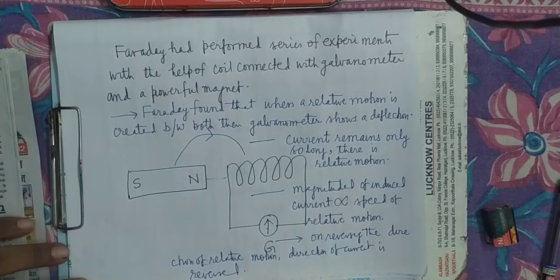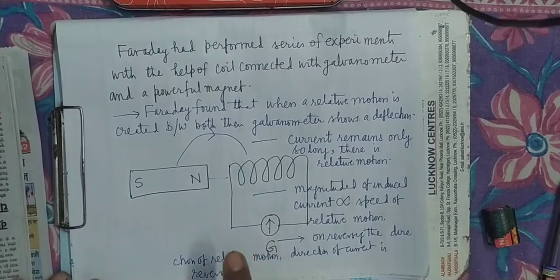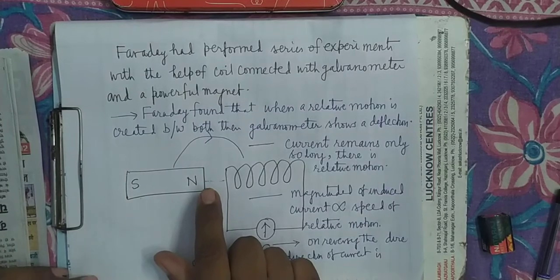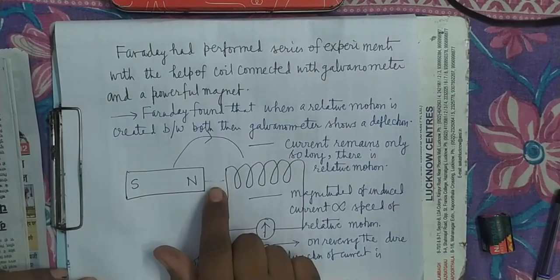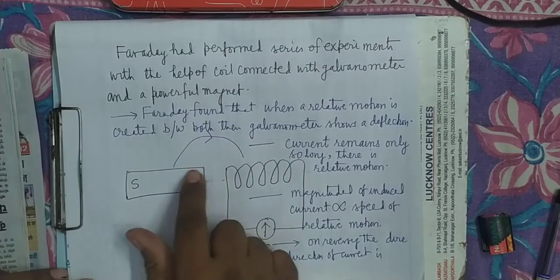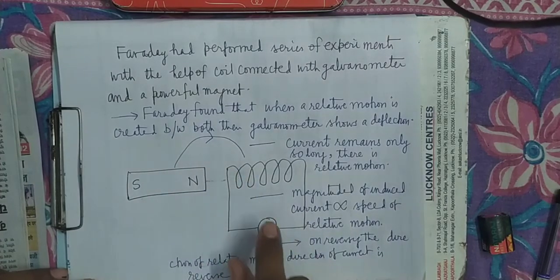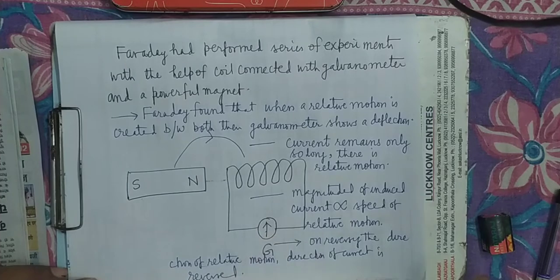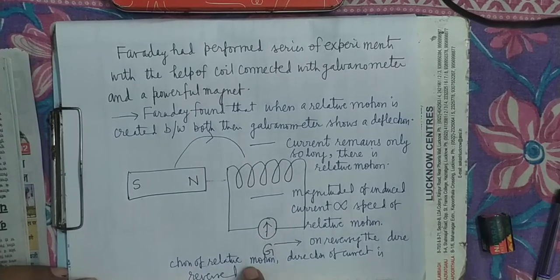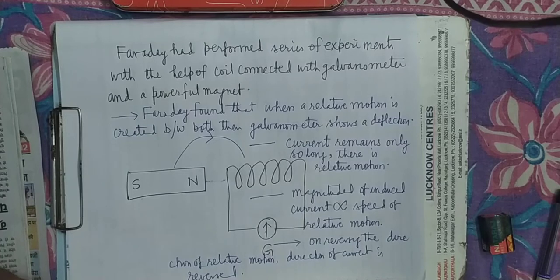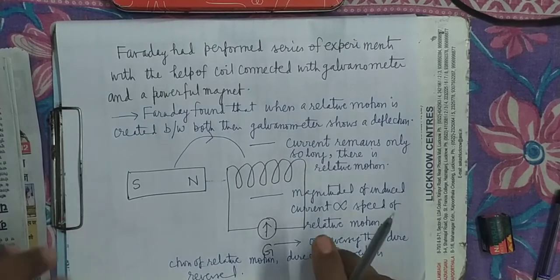Thirdly, he had found that the magnitude of induced current is directly proportional to the magnitude of the relative speed, means how fast the relative motion takes place. If the relative motion is faster, then there is the greater deflection, means greater current. And fourthly, he found that on reversing the direction of relative motion, the direction of current is reversed. These were the four observations of Faraday's experiment.